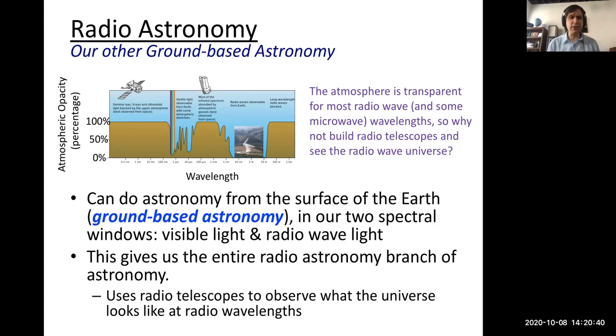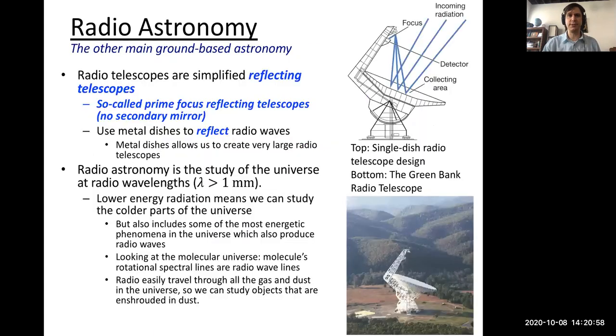It gives us an entire new view of the universe, what the universe would look like if we had radio eyes instead of visible light eyes, eyes that detected radio waves instead of visible light. We can see all the stuff related to what produces radio waves and interacts with the radio waves. We can see the radio universe. And that field is called radio astronomy. But to do it, we need radio telescopes. So, how do we build a radio wave telescope?